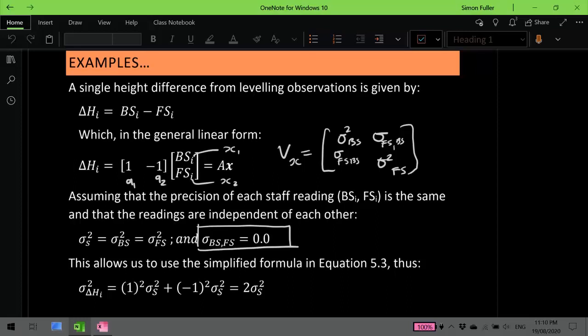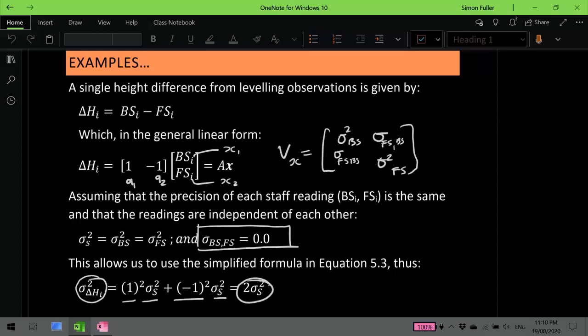which means we could use the shortcut formula in equation 5.3 and simply work out the variance of our change in height by applying that shortcut formula. And you can see that here, this is A1 squared by the variance of the backside, A2 squared by the variance of the foresight, which simplifies to be what we have over here on the right.